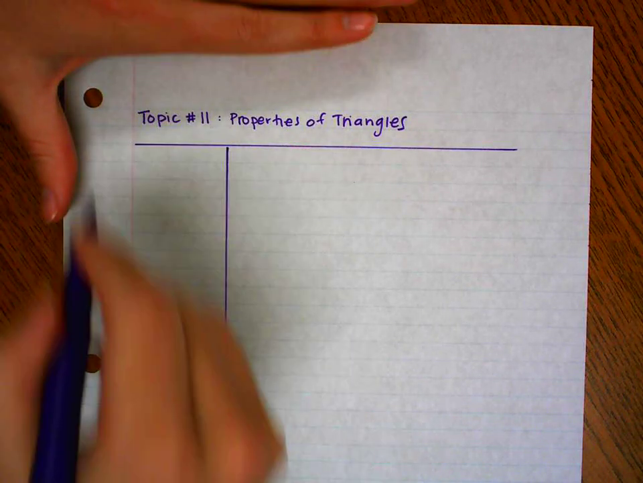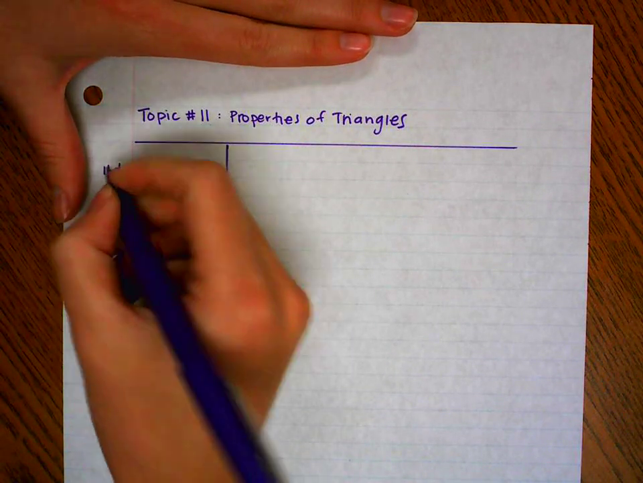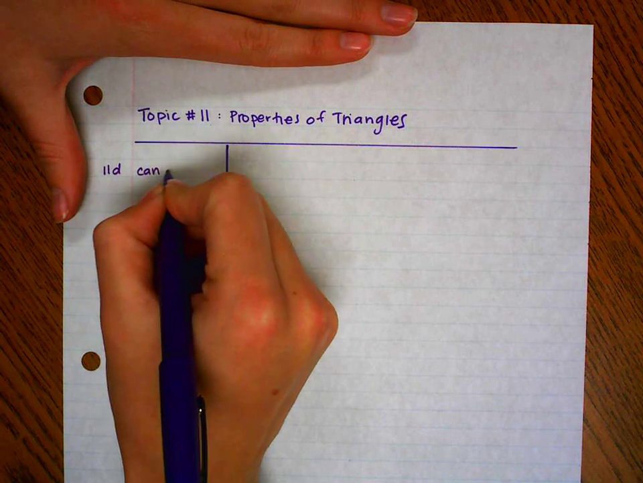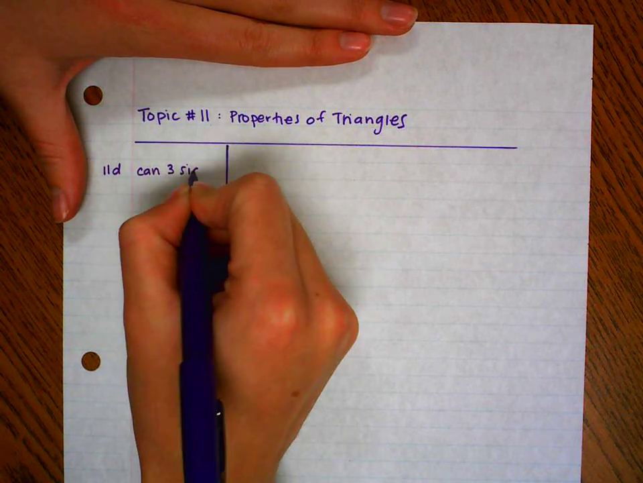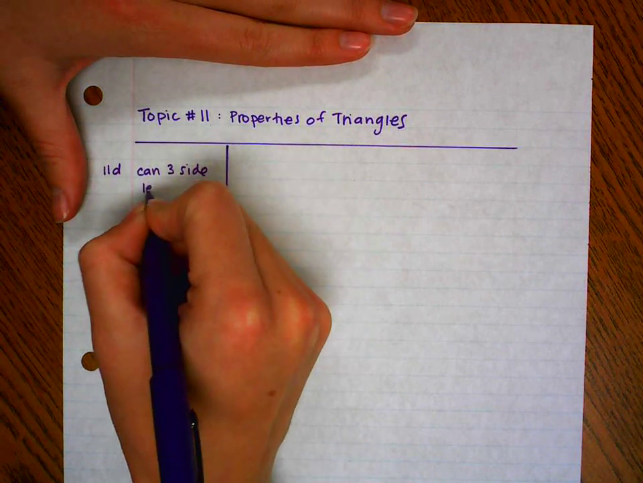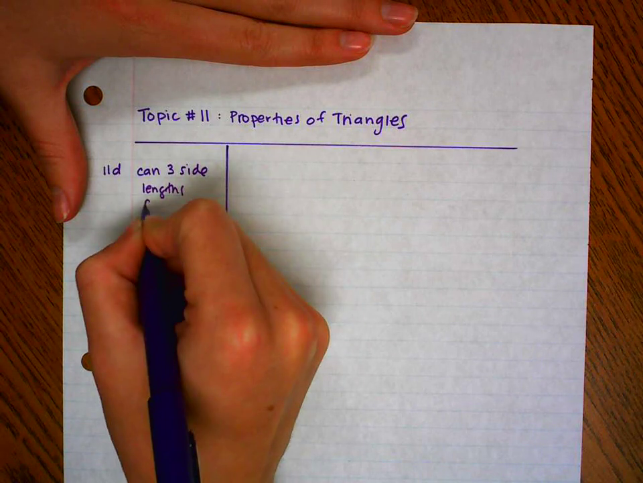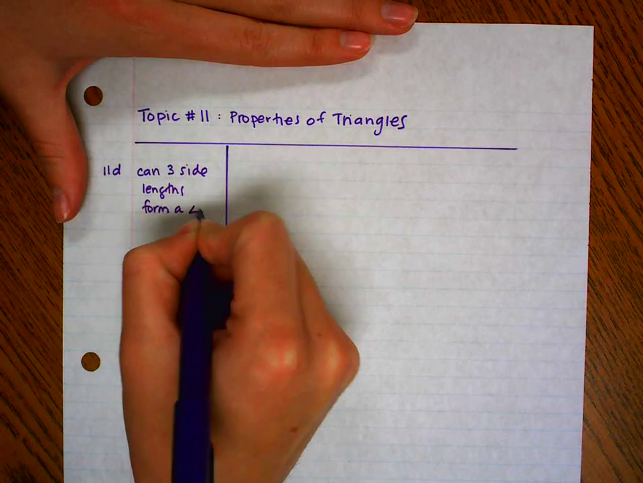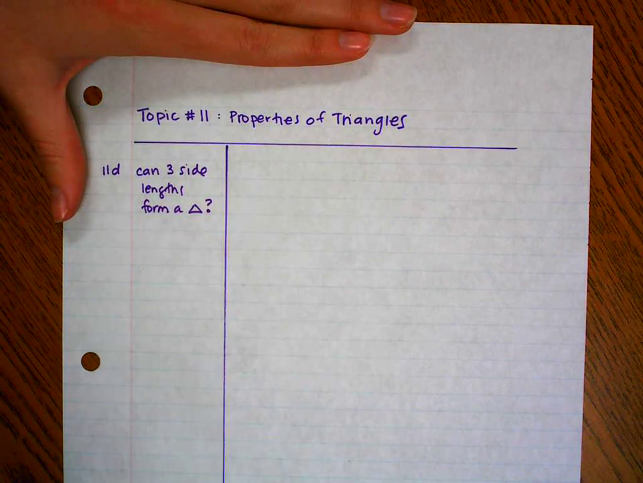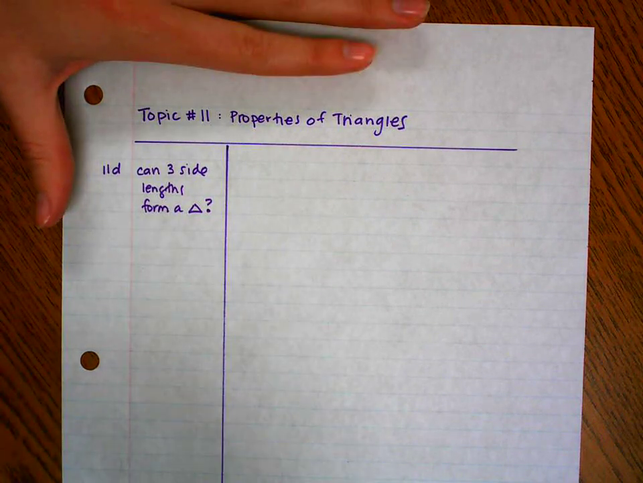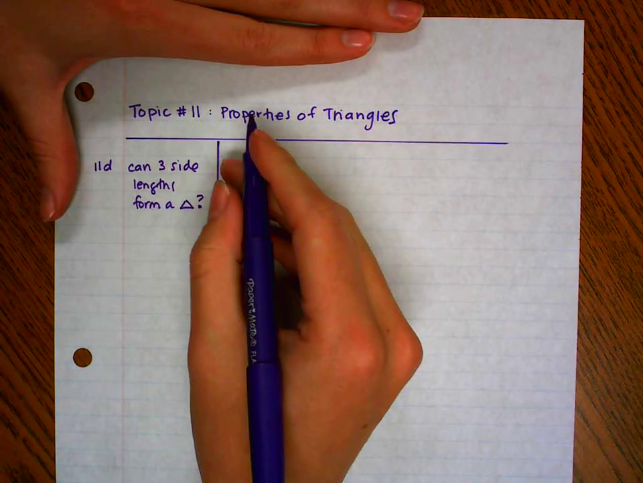So here's 11D, and 11D is asking the question, can 3 side lengths form a triangle? Okay, I'm going to start by writing the rule, and then I think by the time we do the examples, the rule will make more sense.